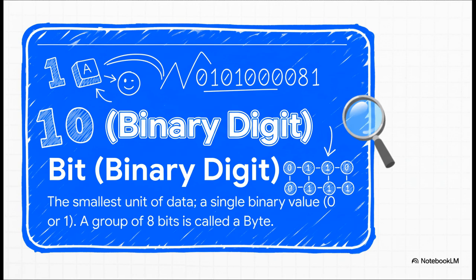So this single on or off state is the absolute atom of all digital information. We call it the bit. It is the smallest possible piece of data you can have. But you know, one bit isn't very useful by itself. So we group 8 of them together to form what's called a byte. And a byte is way more powerful. It's actually enough information to represent a single character, like the letter A.